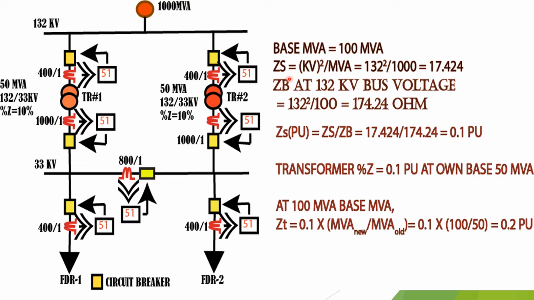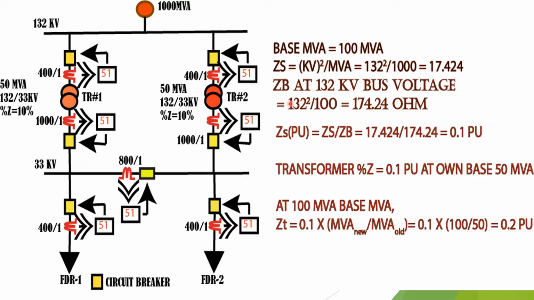So source impedance, that is ZS, is equal to kV squared by MVA. Here the source is connected to the 132 kV bus, so source impedance will be equal to 132 squared divided by 1000, since the fault MVA of the source is 1000 MVA, which comes to 17.424 ohm.